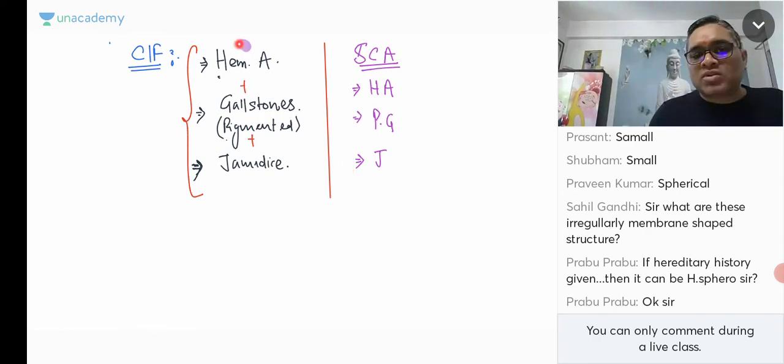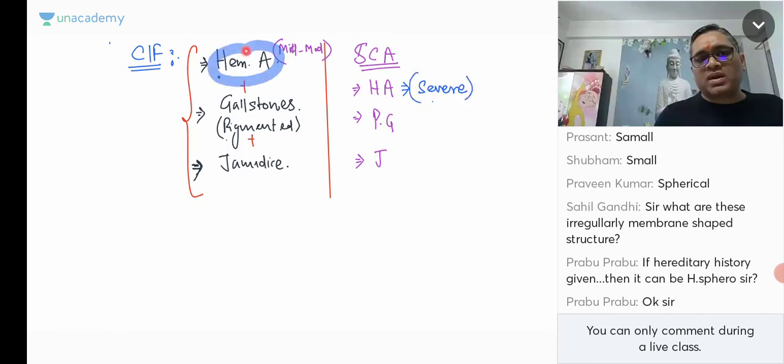That minor difference is the hemolytic anemia. Hemolytic anemia will be mild to moderate in hereditary spherocytosis, whereas it will be severe in sickle cell anemia. So like this we have to remember. There is a triad: hemolytic anemia, pigmented gallstone, jaundice, also seen in sickle cell anemia. Difference: hereditary spherocytosis is mild to moderate, and in sickle cell anemia it will be severe. Right. So now you understood. This is hereditary spherocytosis.